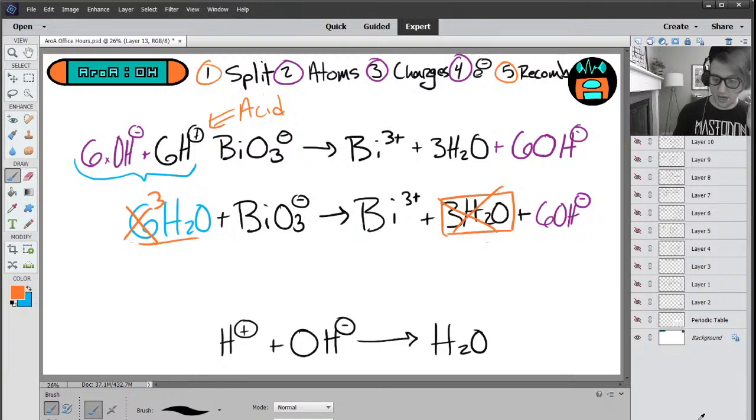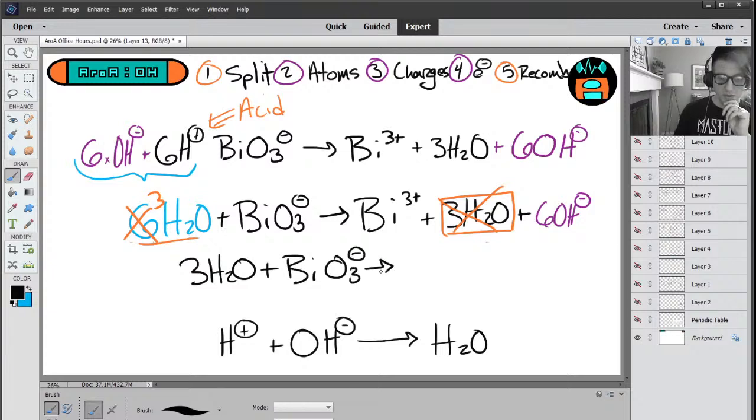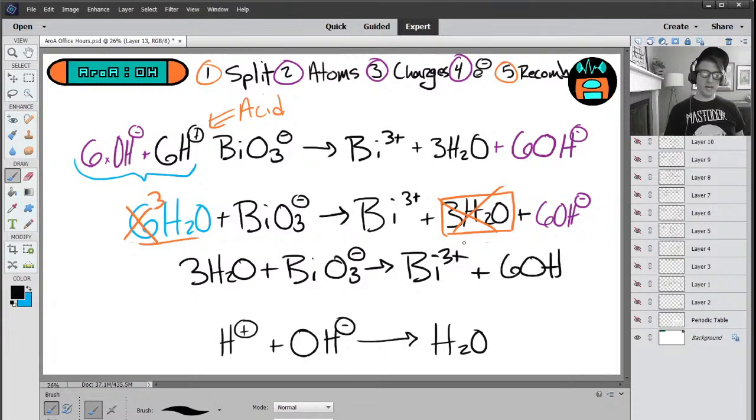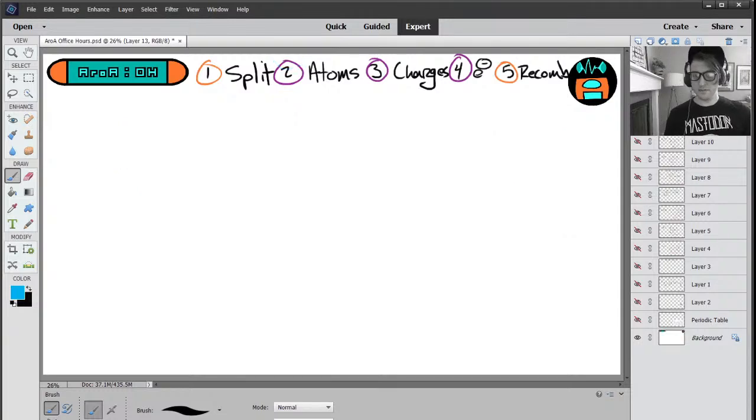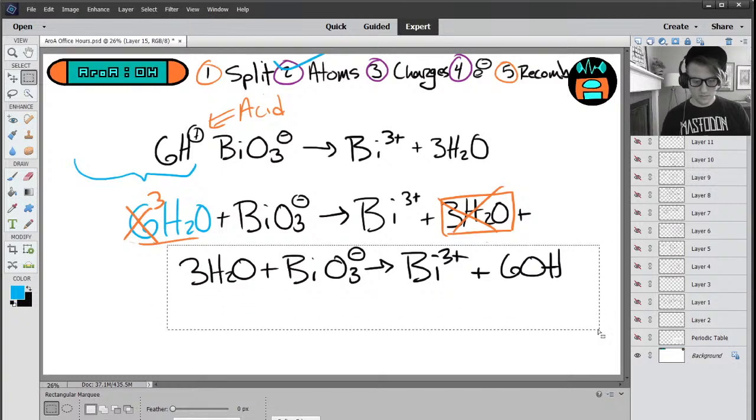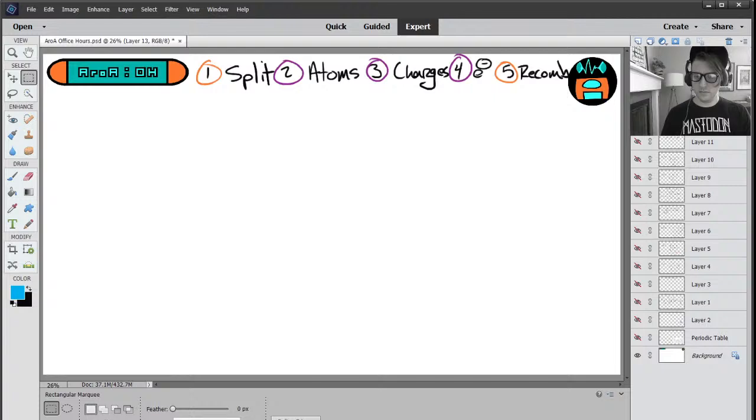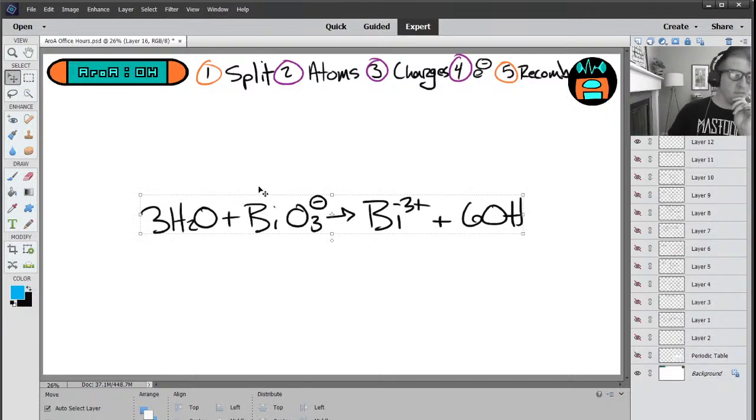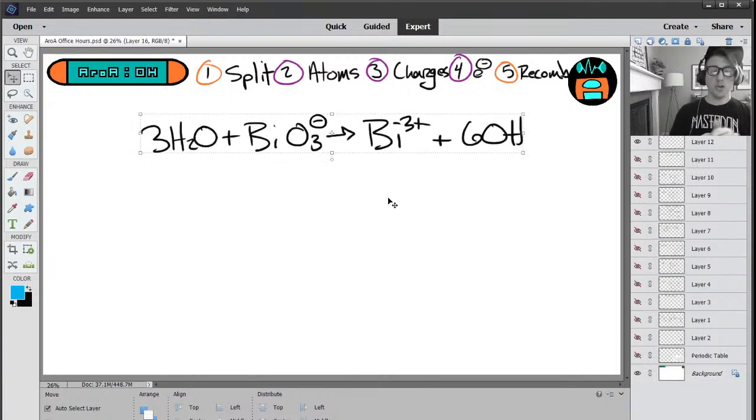So our half reaction for bismuth with balanced atoms is 3 water molecules plus 1 BiO3 minus produces bismuth 3 plus plus 6 hydroxides. All right, and this is just balanced atoms. We still need to balance our charges for this half reaction. So we have our atoms. Let's balance our charges.